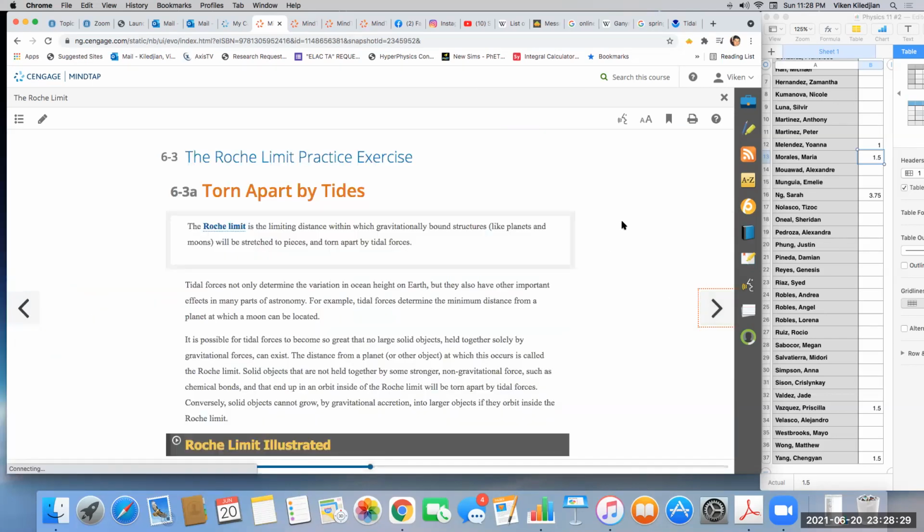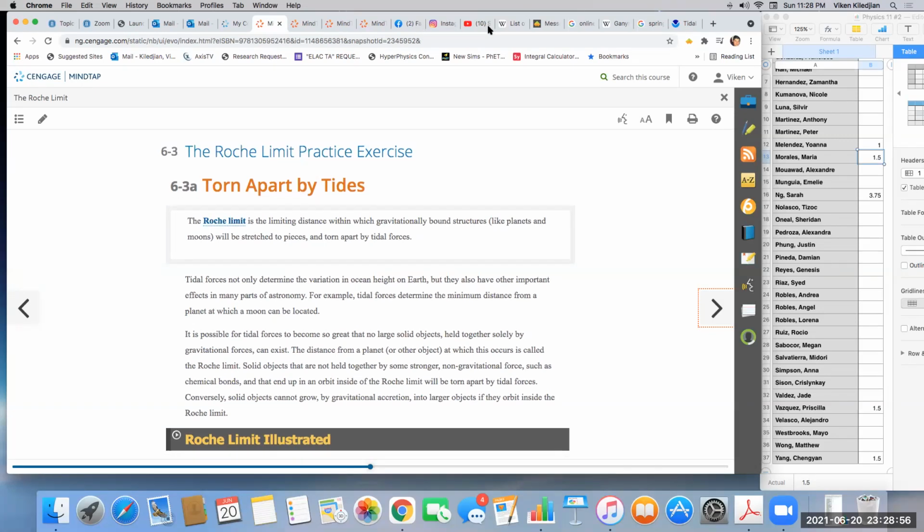So the Roche limit is the limiting distance within which gravitational bound structures like planets and moons will be stretched to pieces and torn apart by tidal forces. Oh, like planets. So basically, if you go within the Roche limit of a planet, you might be stretched out. In other words, the tidal forces on you might be so strong that you will be stretched out and torn into pieces. So tidal forces not only determine the variation in ocean height on Earth, but they also have other important effects in many parts of astronomy.